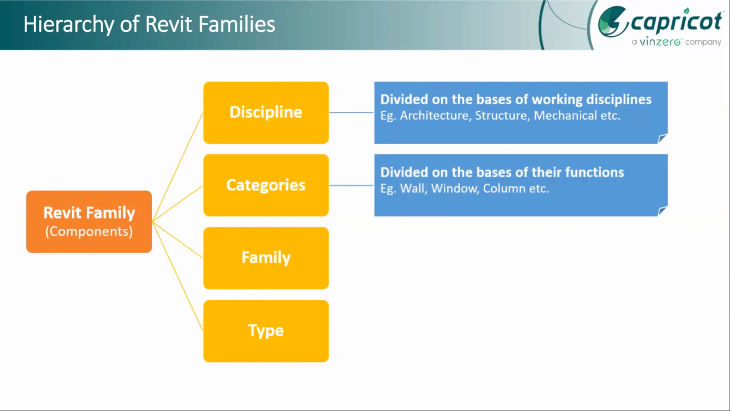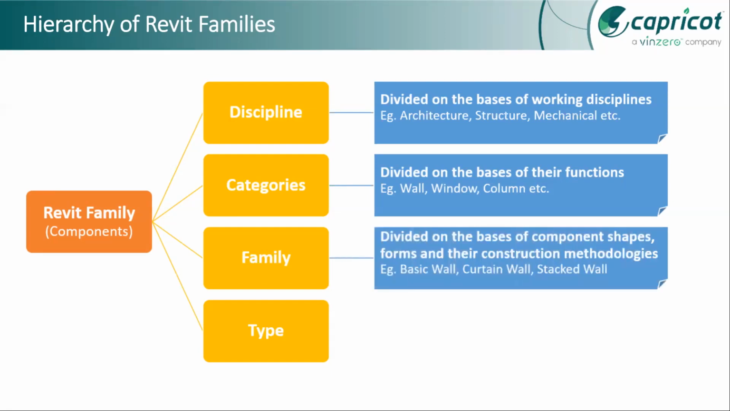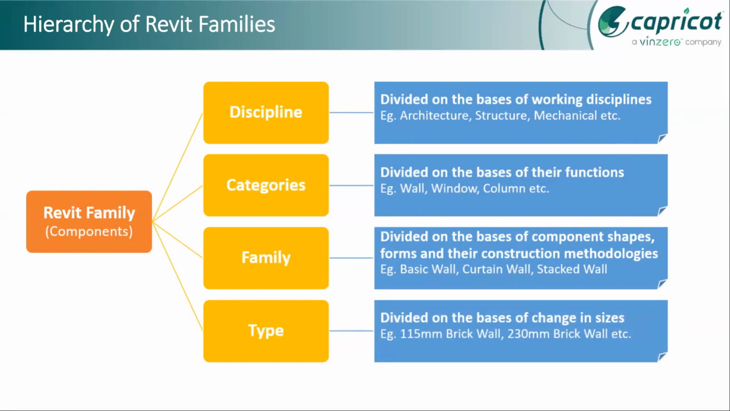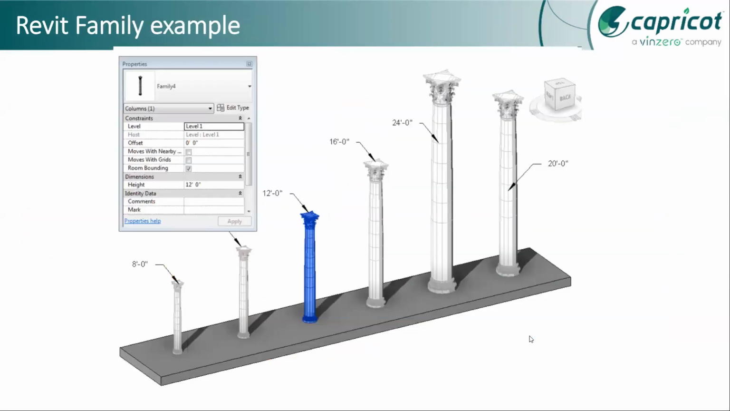Then we have different categories divided on the basis of the functions. Categories, as I explained, are walls, windows, columns. Then the family is divided on the basis of component shape. From the wall, we have different types of wall. We have the basic wall, the curtain wall, the stack wall. Curtain walls in Revit are basically the glass walls that we talk about. And then in the type, we can create different types of wall from this. The basic wall, we have 115 wall or the 230 wall.